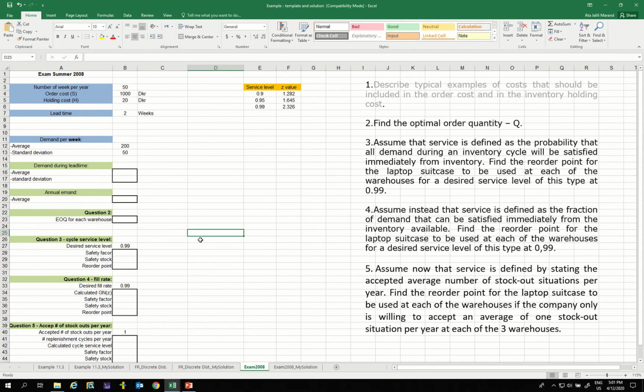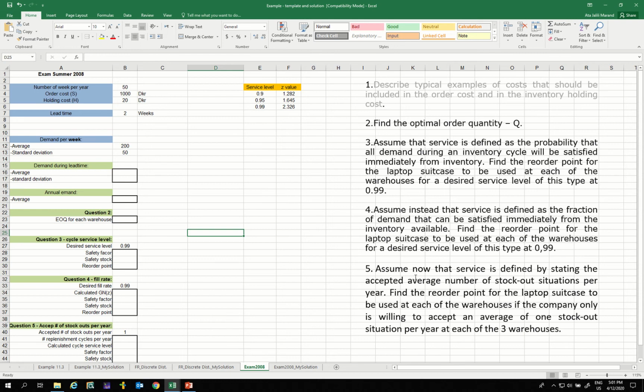This is an example from an exam assignment from 2008. Here we have the number of weeks per year equal to 50, ordering cost equal to 1000, holding cost equal to 20, and a constant lead time equal to 2 weeks. Then for demand per week we have the average and standard deviation equal to 250 respectively.